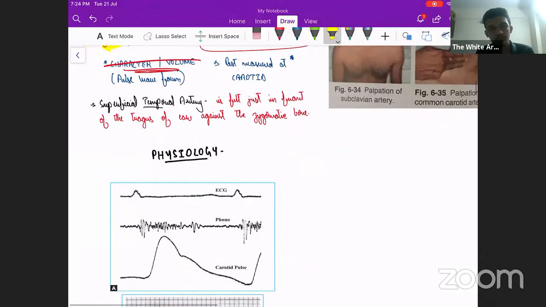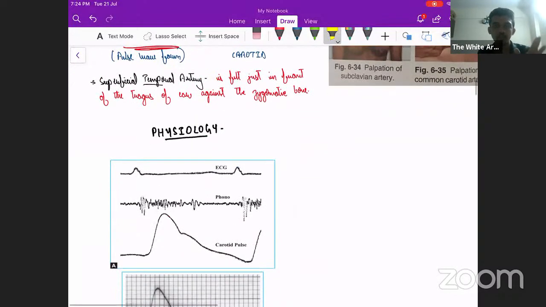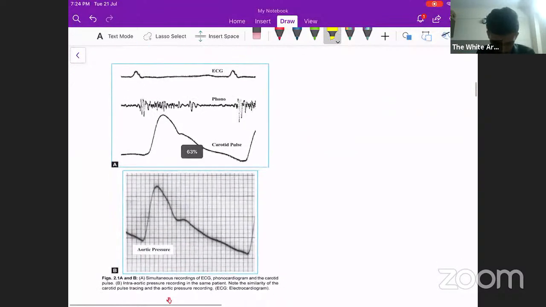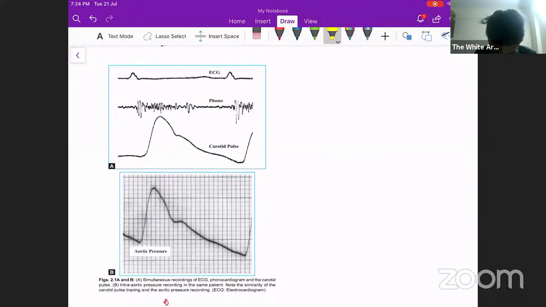Now let's look into some physiology as to how the arterial waveform is formed. These are the two comparisons. A catheter was placed inside the ascending aorta, and a gauge manometer was placed at the carotid artery to measure, and we see that the waveform is almost the same. That's why we look into the carotids for the character of the wave.